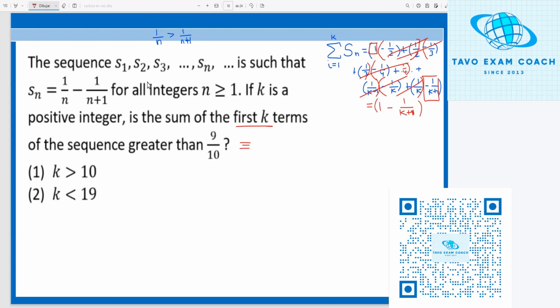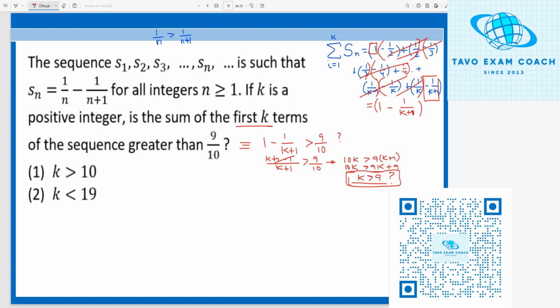So what does this allow us to do? In terms of reformulating the question, what we are being asked is this: is 1 minus 1 over k plus 1 greater than 9 over 10? And now we can easily change this into a question that is only about the value of k. Take a look. We give a common denominator, and we have k plus 1 minus 1 over k plus 1. So this is the same as saying 10k is greater than 9 times k plus 1, which at the same time is the same as saying 10k minus 9k, that is k, is greater than 9. The true question we need to answer is this one.